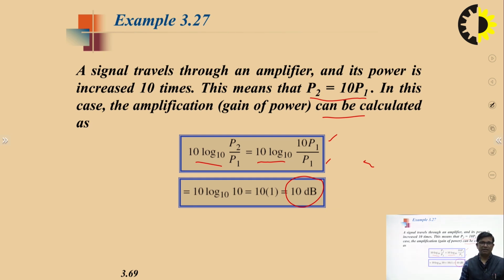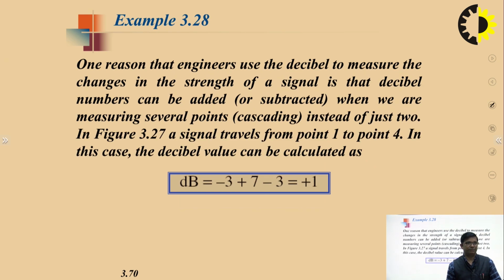When the signal loses half its power, in decibel we can say 3 decibel. When the power increases 10 times, then there is a 10 decibel increase. It means a disturbance in signal, a gain of power, we can reduce very easily. But if high power is lost, then it is not easy to recover it. One reason engineers use decibel to measure is that decibel numbers can be added or subtracted when we are measuring several points instead of just two.